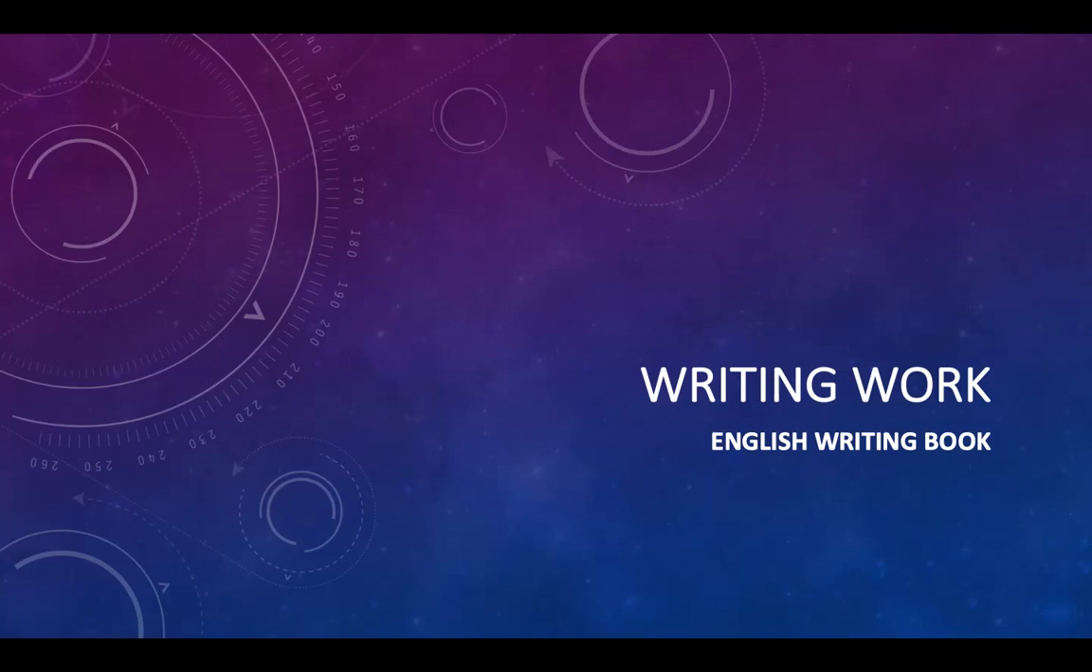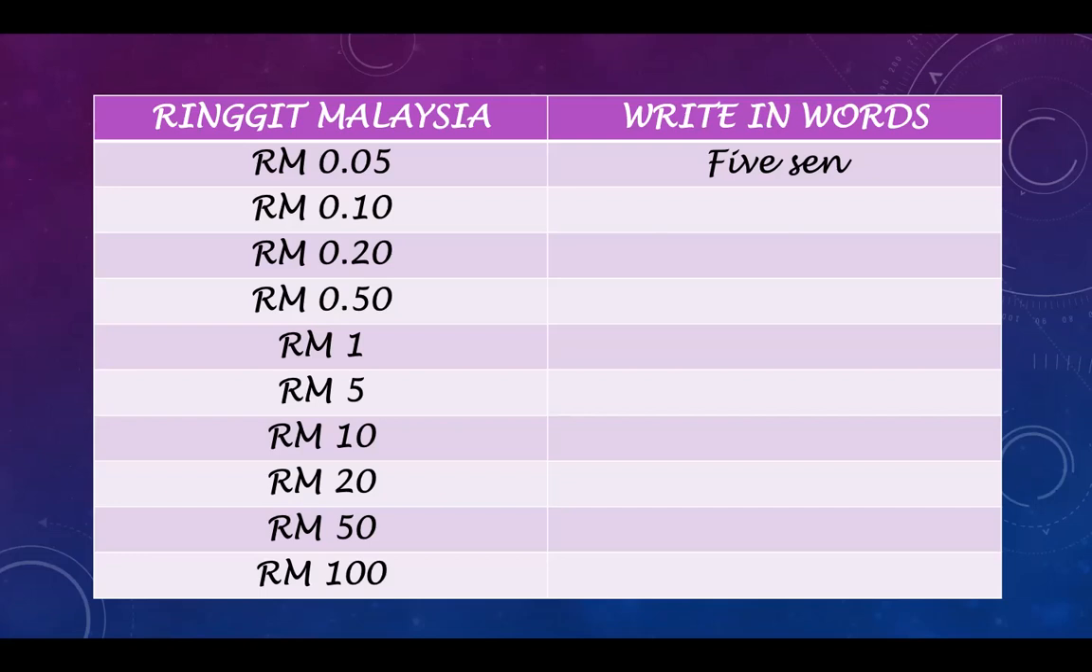It's time for writing work. Okay, now I need you to prepare one English writing book, the one you have done before, okay? That English writing book. You need to copy this table in the writing book. Draw these two columns. On the left side, you will write the Ringgit Malaysia, and on the right column, you will write in words.